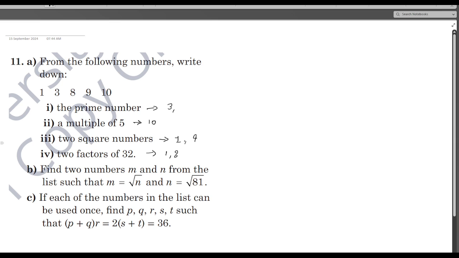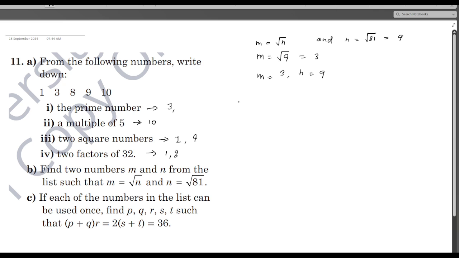Find two numbers m and n from the list such that m is equal to root n and n is root 81. So as n is root 81, n will be 9 and m will be root of 9, which is 3. So your m is 3, your n is 9.